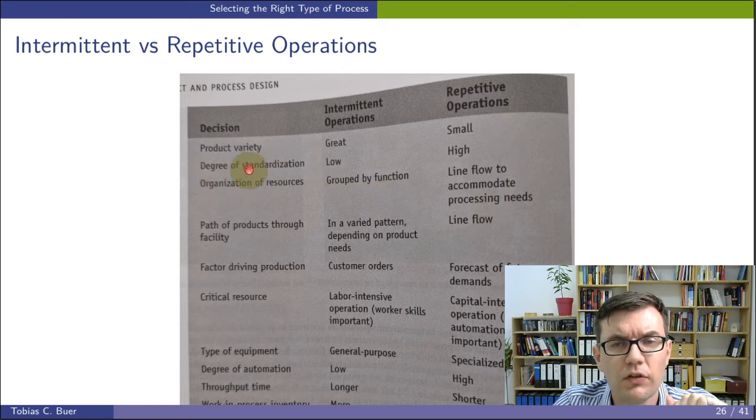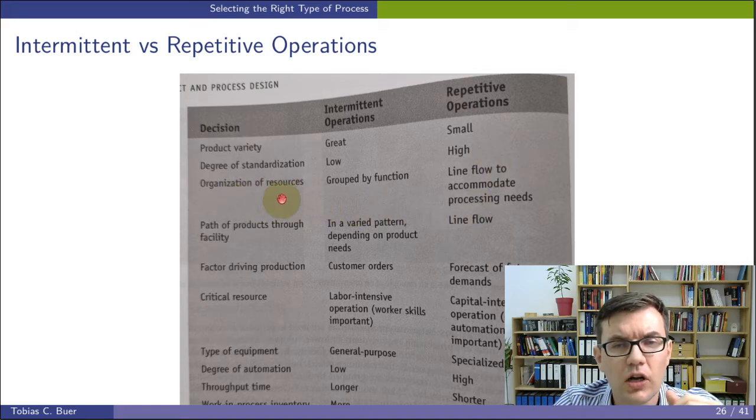The degree of standardization. We have little standardization. So in the extreme case, every product is different. Every product gets produced only one time. And the features may be very different. In contrast, for the repetitive operations, we have a high degree of standardization. The product, the output is very similar.